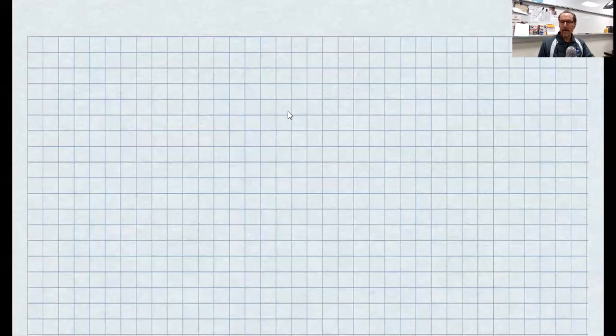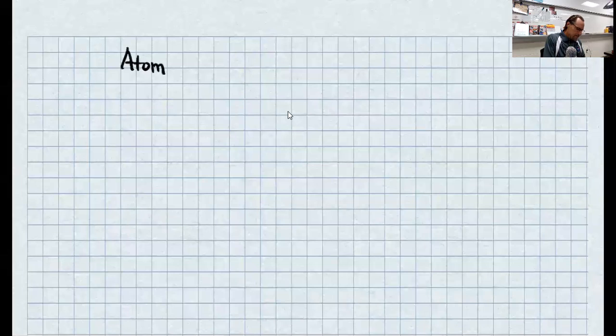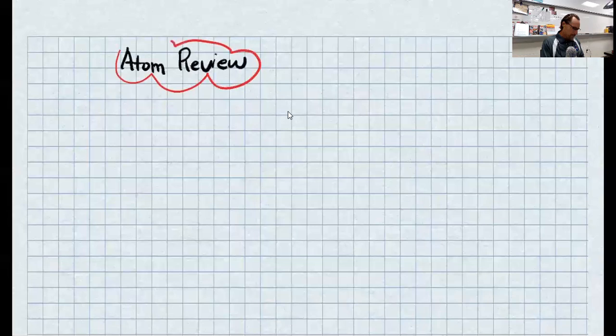Good morning, and today I would like to review a little bit about matter, atoms, and atomic structure. So you might want to write down this information into your science notebook as I'm going over it, as it would be really useful for you as we continue to plan. So I would title this probably just Atom Review. Would be a good title to put there at the top of your page for this.